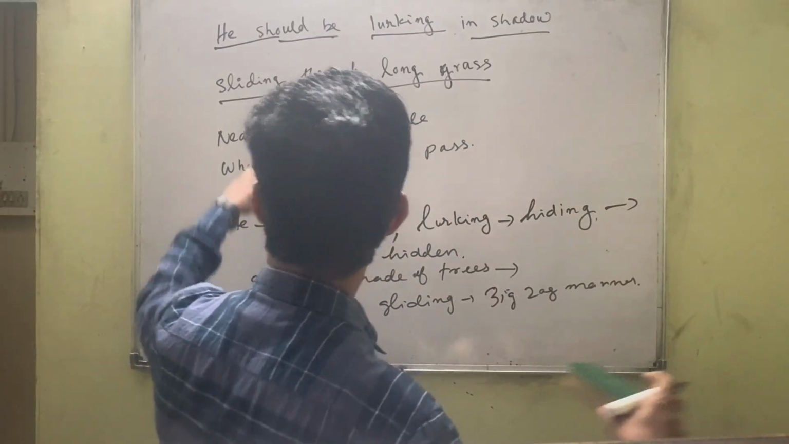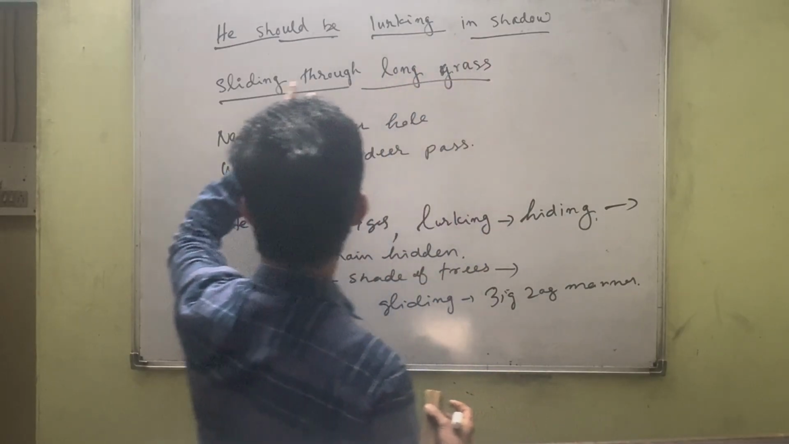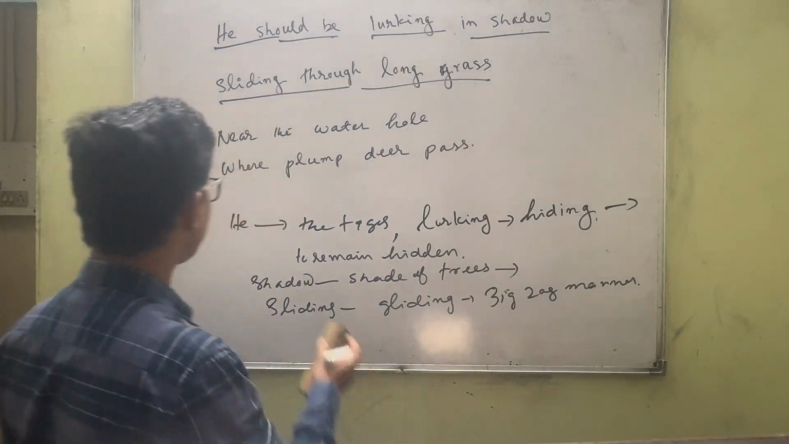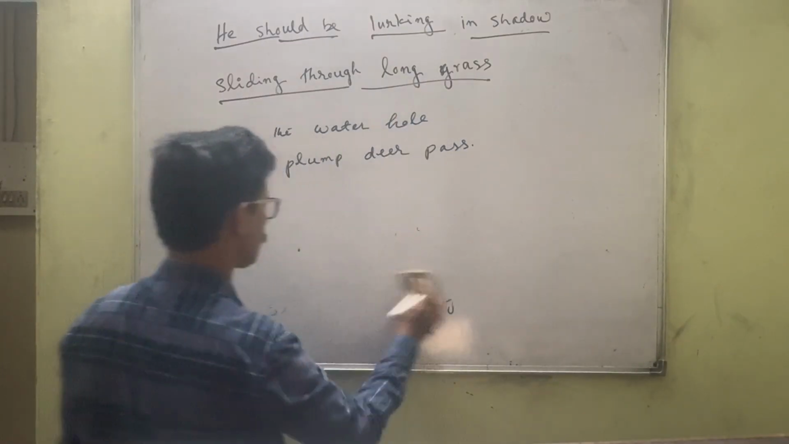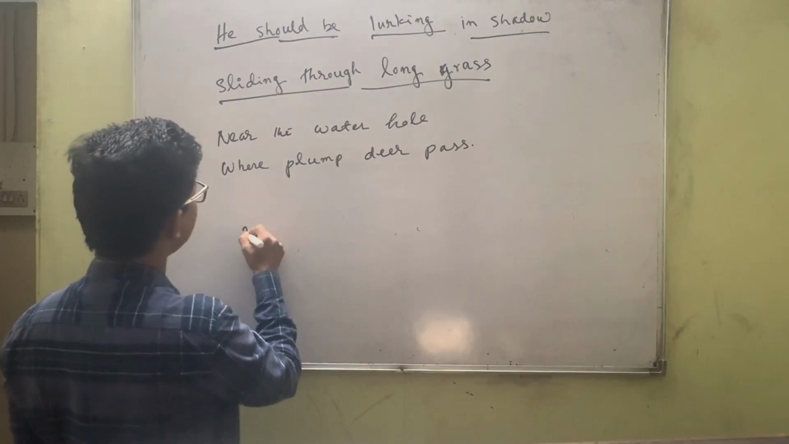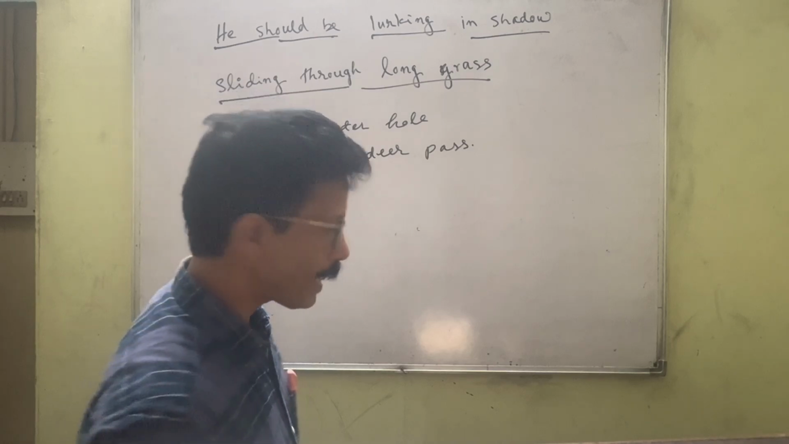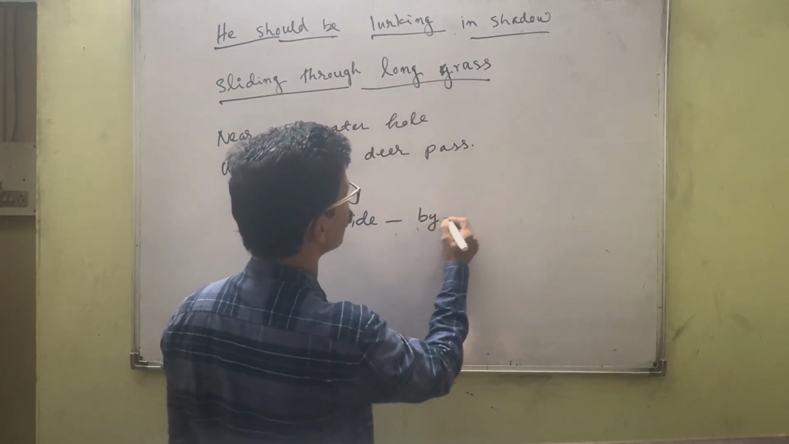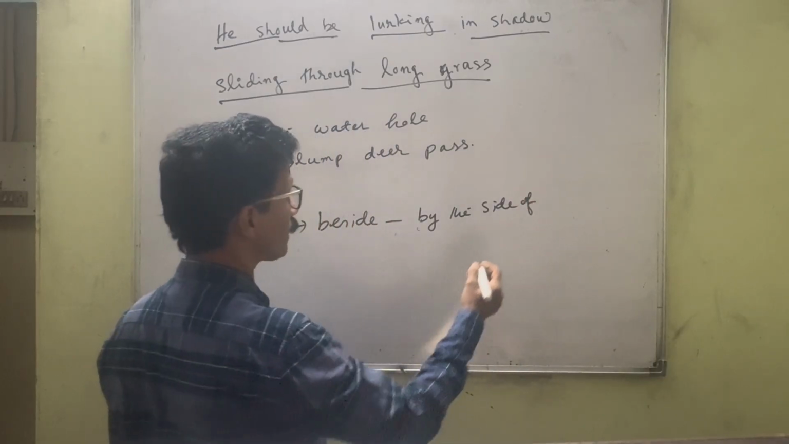So he should be lurking, hiding in shadow, sliding through long grass. Understand my point? Through long grass, near water hole. Near means beside. You can say by the side of. By the side of what? Water hole.